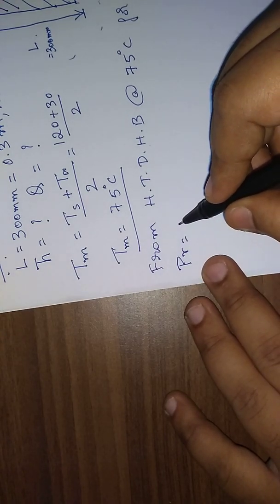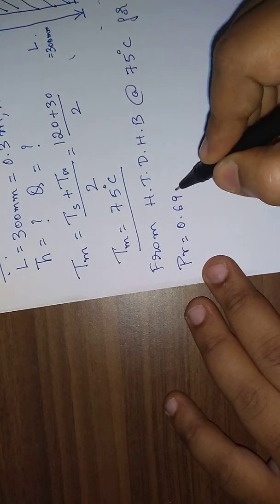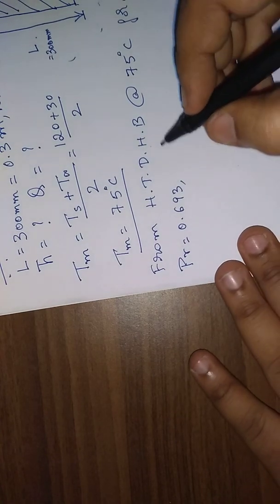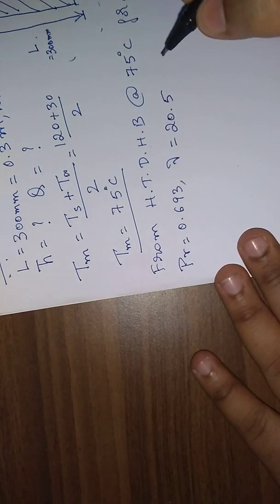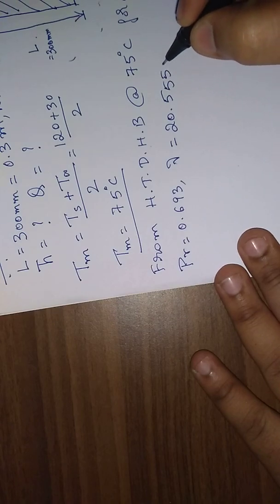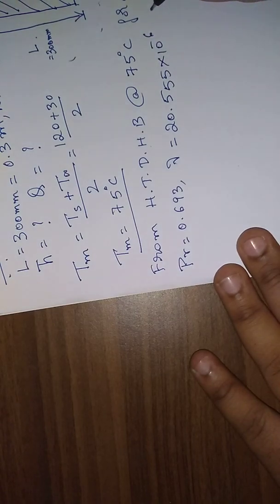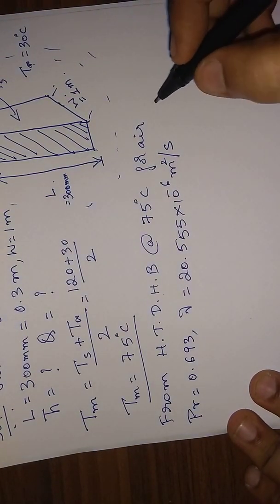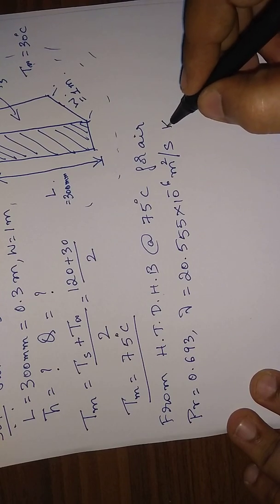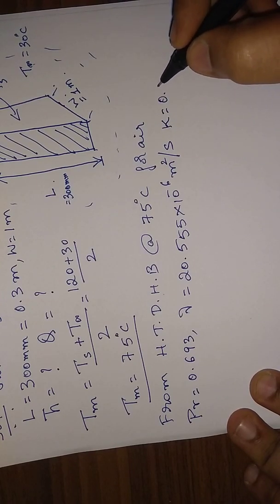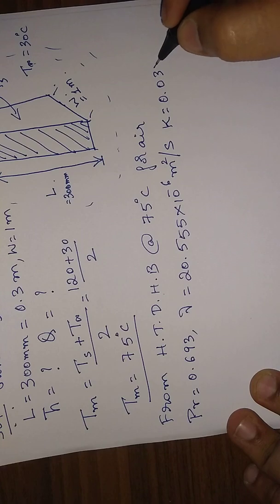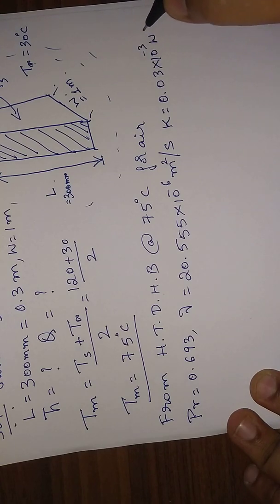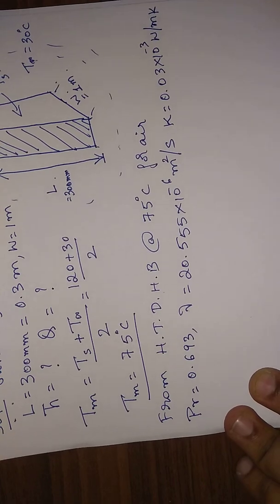So Prandtl number comes out to be around 0.693, which is a dimensionless number, and kinematic viscosity is 20.555 into 10 to the power of minus 6 meter square per second. And then your k, that is thermal conductivity, is around 0.03 into 10 to the power of minus 3 watt per meter Kelvin.